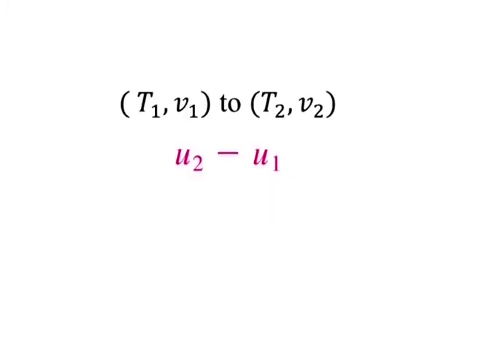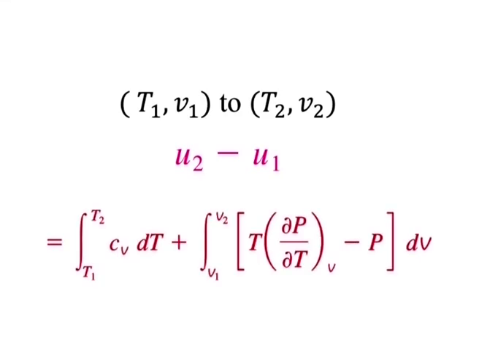The change in internal energy of a simple compressible system associated with a change of state from T1, V1 to T2, V2 is determined by the integration of Cv dT from T1 to T2 plus integral of T into partial derivative of P with respect to T keeping V constant minus P into dV from V1 to V2.